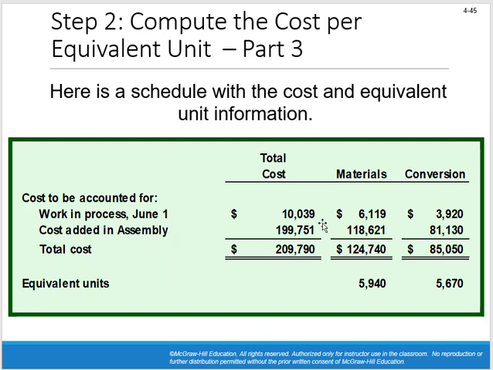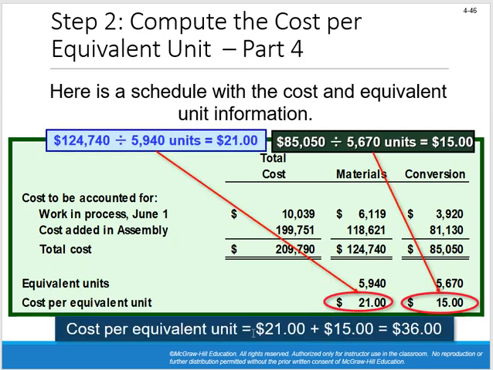So if we're looking at materials, we had beginning costs of 6,119. We added in 118,621 during June for a total of 124,740. And then we're going to divide it by what we computed in step 1, our equivalent units of production. For conversion, we're going to take our beginning conversion costs. We added 81,130 during the period, so our total costs are 85,050. And again, we divide it by the equivalent units of production that we computed in step 1.